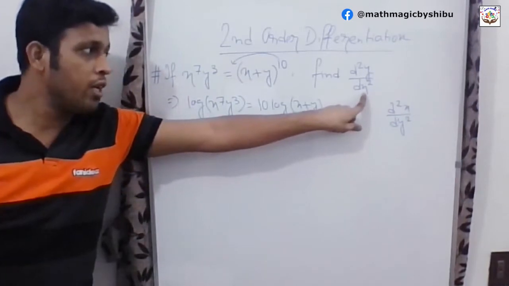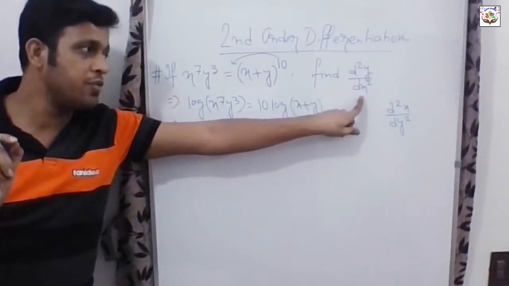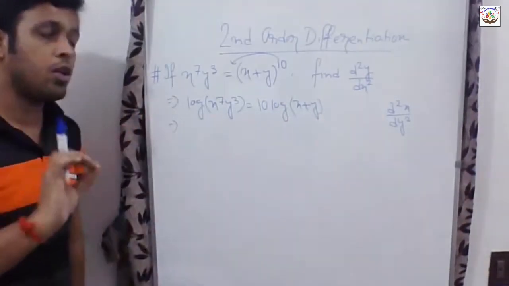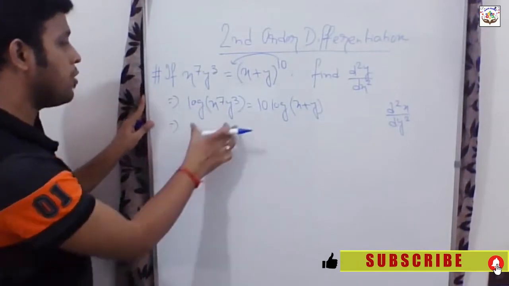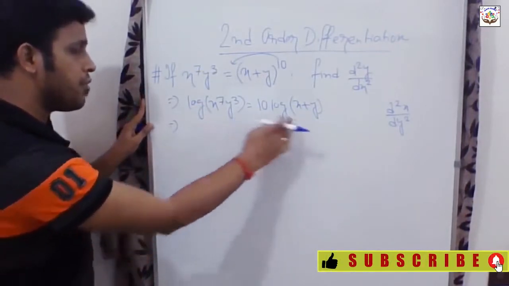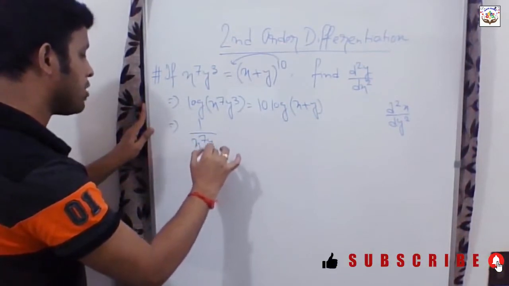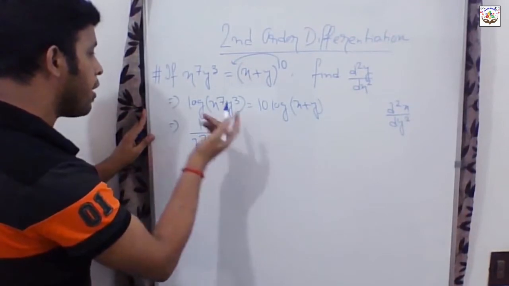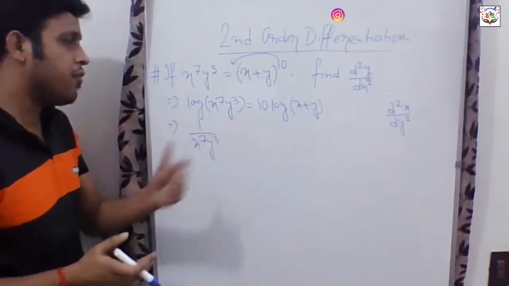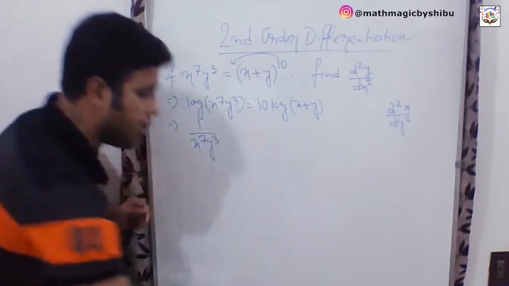And this is when you have been asked to find the second order differentiation with respect to x. Okay, so do not get confused, right? Now let us get back to this problem. Now we will differentiate both the sides with respect to x. So it will be 1 by x to the power 7 y cube, right? Okay, let's do one thing. Let us simplify another line, then we will move on to differentiate both the sides.